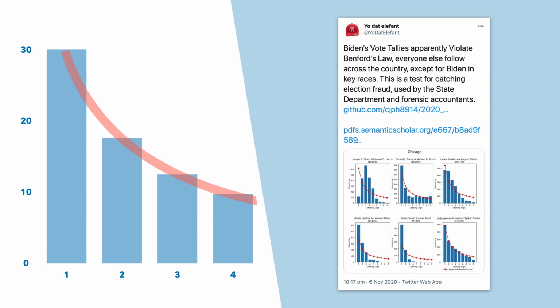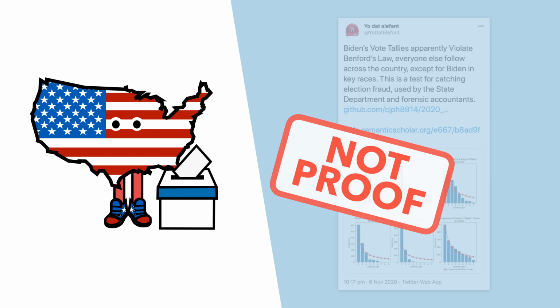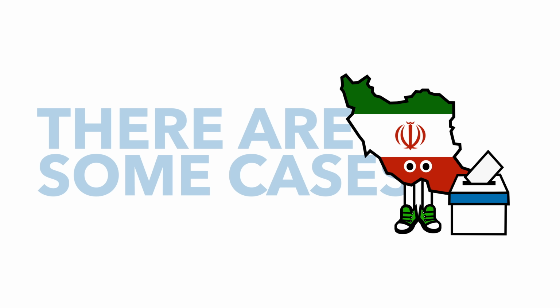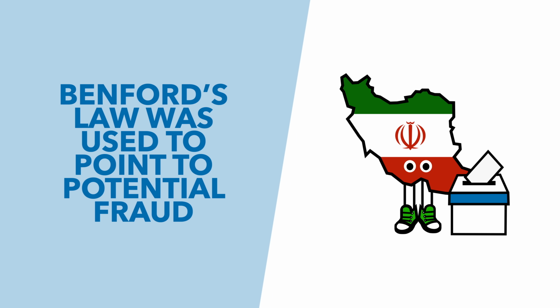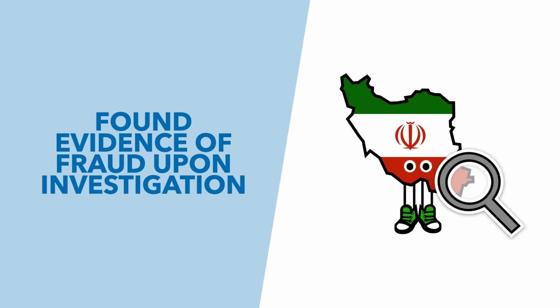Sure, use it if you want, but only on a large scale, and certainly don't be convinced that it's proof of anything, because, to be honest, it's not. That being said, there are a few cases, for example the Iranian election in 2019, where scholars have used Benford's Law to point to potential fraud, and the existence of such fraud was found through further investigation.